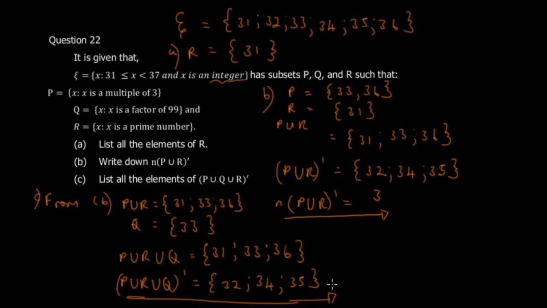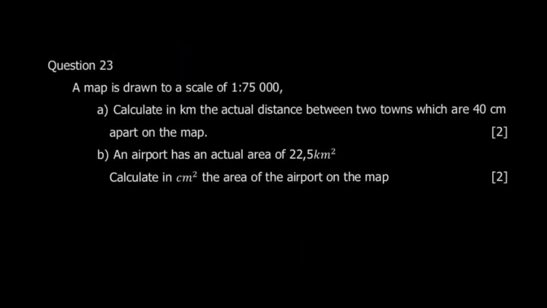Let's move to the next part. Question 23, it says we have a map. This is a very common question on scale, so let's quickly run through it. You're told to calculate in kilometers the actual distance between 2 towns. This is a very routine question.